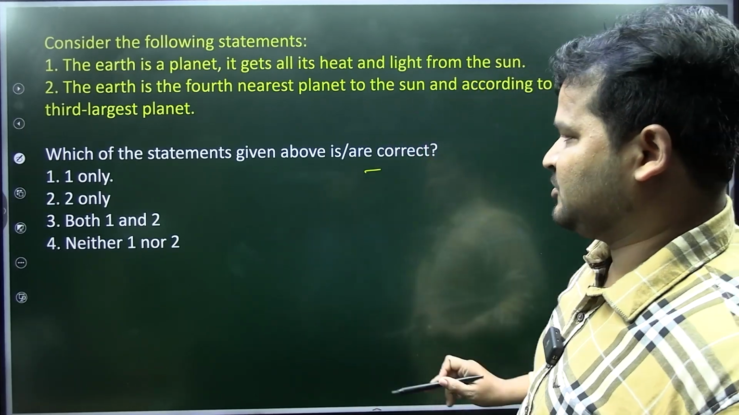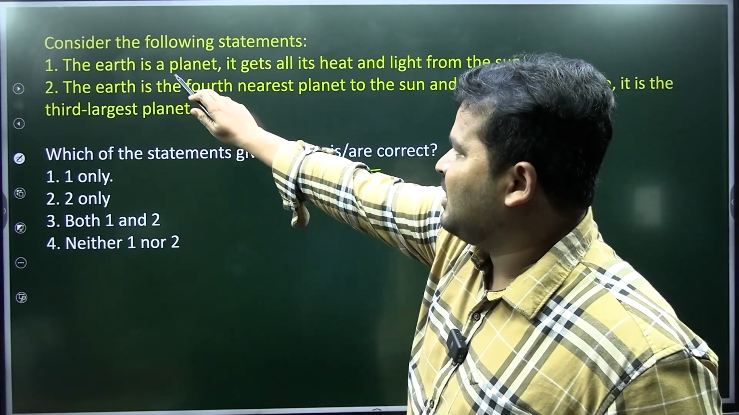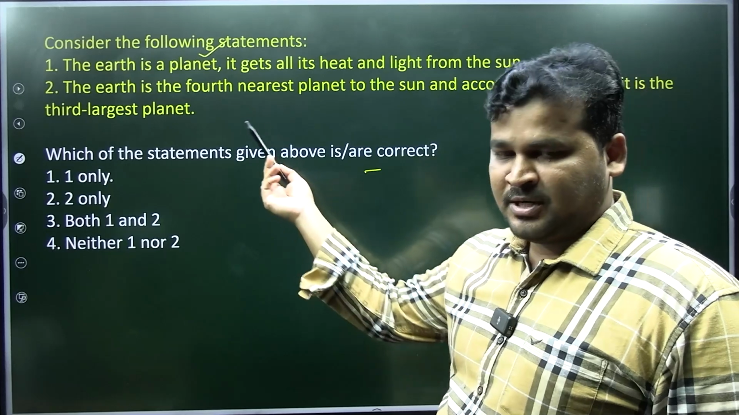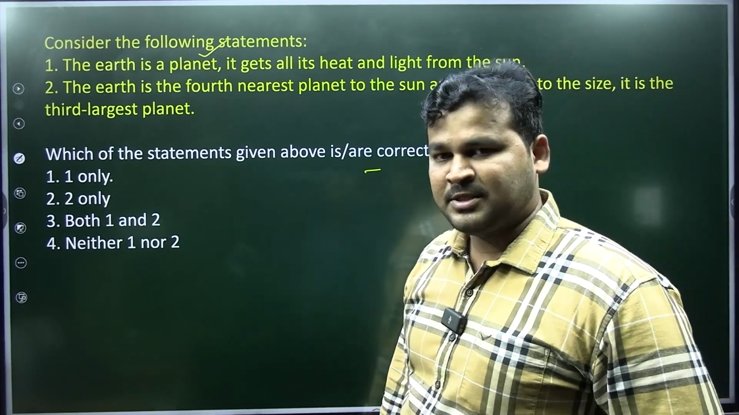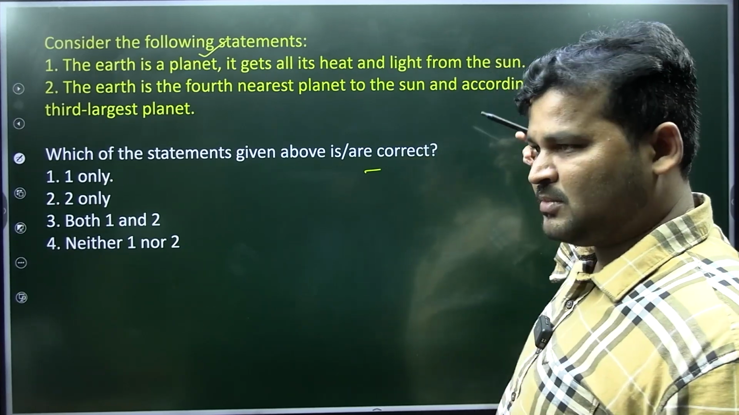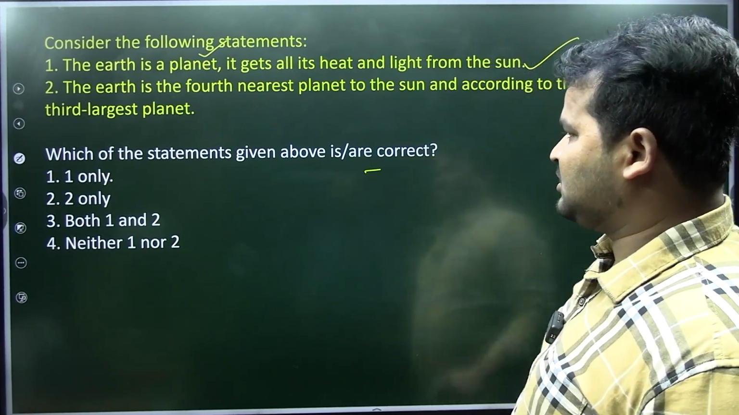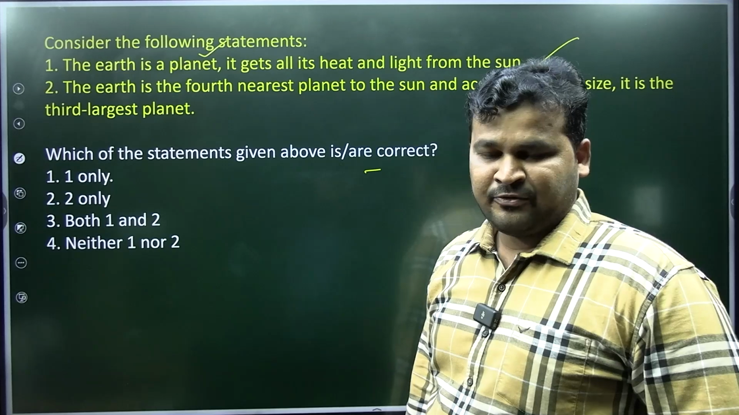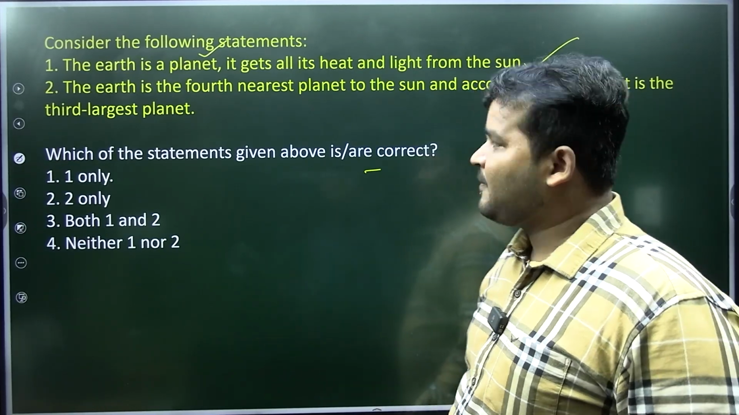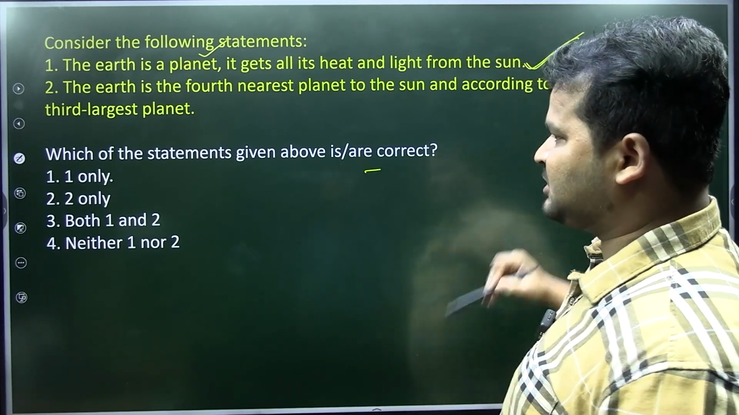Okay, see my dear students. Statement 1. The Earth is a planet. Exactly, it is a planet because already we have discussed about the solar system and its planets. It gets all its heat and light from the sun. Exactly, because our Earth is not a self-luminous body. It is non-luminous. Okay, so statement 1 is true.